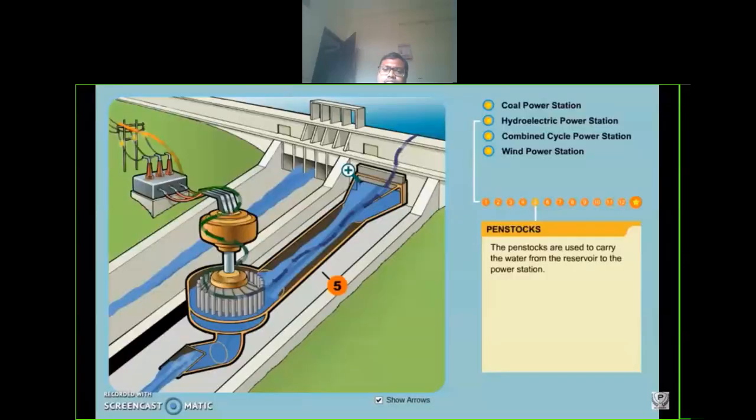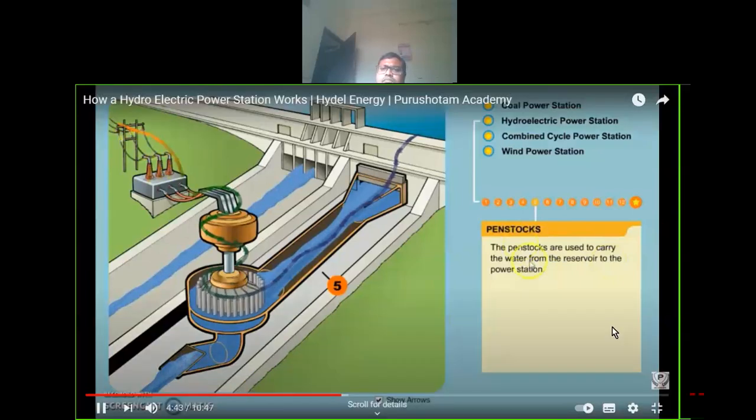upon the capacity of the plant. Okay na? So plant taluka capacity batti pen stocks taluka length gaani diameters gaani depend ayi untayi anamata. Okay na? So the pen stocks are used to carry the water from the reservoir to the power station. So reservoir nunchi power station ki water ni carry cheyadaniki ee pen stocks ni manam use chestunnam. And next the wicket gates andi.